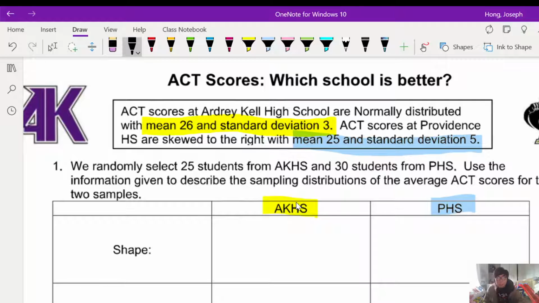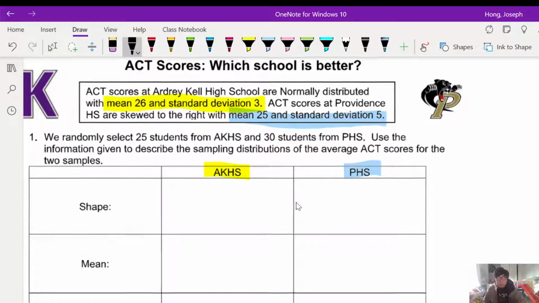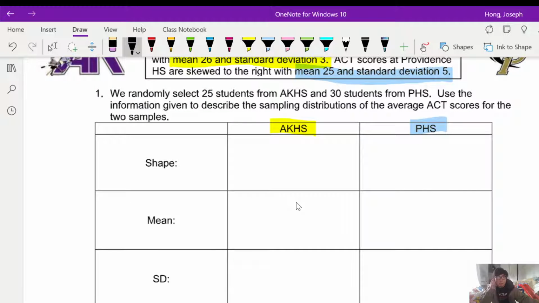So I would like for you to try filling out this table. When we read the context of number one, we see that we randomly select 25 students from AKHS, and we take a sample of 30. So use the information given to describe the sampling distribution of the average ACT scores of the two samples. I'm going to give you a little hint here: when you assume something, you're going to be using the central limit theorem that we learned from last lesson online. So I'm going to give you some time to try that yourself.